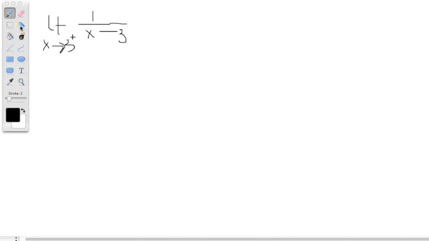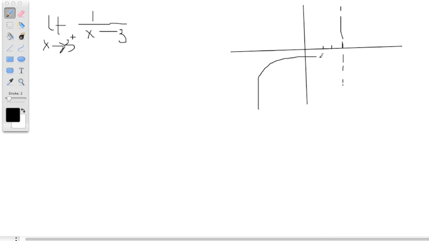The first way is graphically, like we did before, where we get our axes and then mark them. We find our asymptote by setting the denominator equal to 0, so it's at 3, so this would be our asymptote. And then we draw our graph.